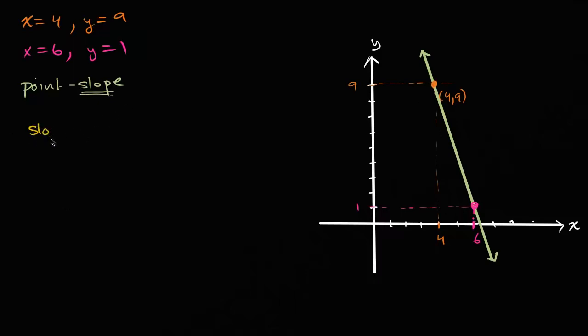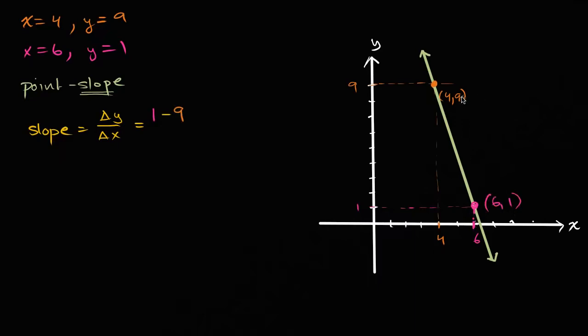is equal to change in y over change in x. Sometimes people say rise over run. And what's that going to be? Well, if we're starting at this point and we go to that point, then our change in y going from this point to that point is going to be equal to 1 minus 9. This point right over here is the point 6, 1.